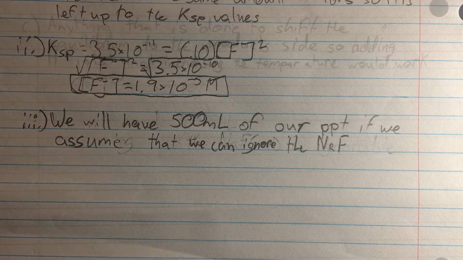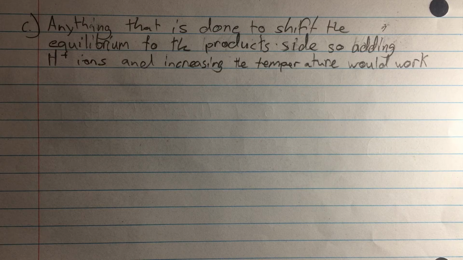For part C, it says there are several ways to dissolve salts that have a limited solubility, and it asks us to describe one procedure to redissolve the precipitate formed in part B. So for part C I said anything that is done to shift the equilibrium to the product side is okay. So adding H plus ions and increasing the temperature would all work for that.